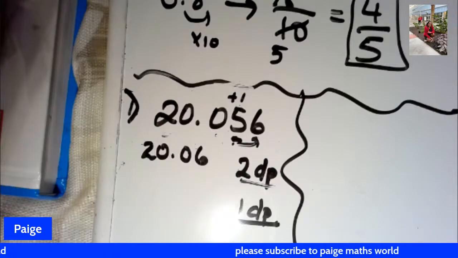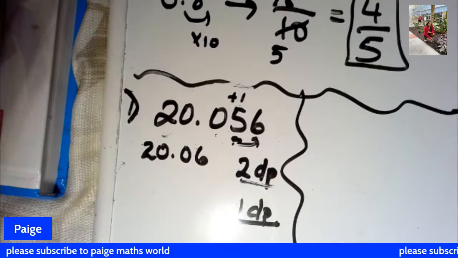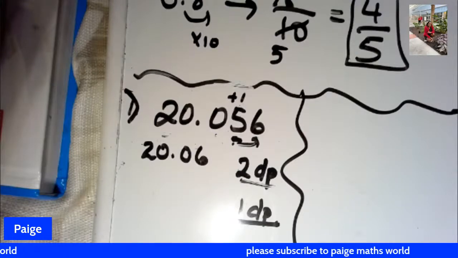So we are rounding this off to the nearest 1 decimal place, 1 dp. So 20.06 to the nearest 1 dp.